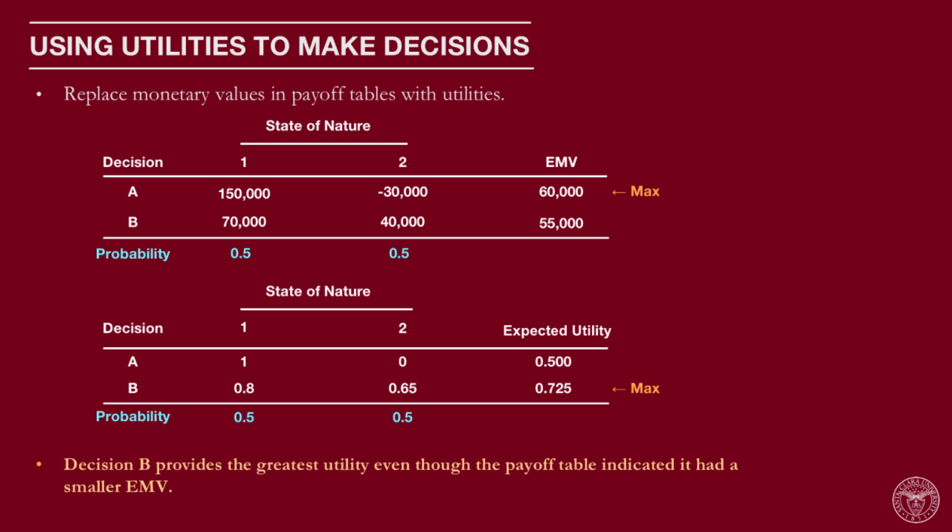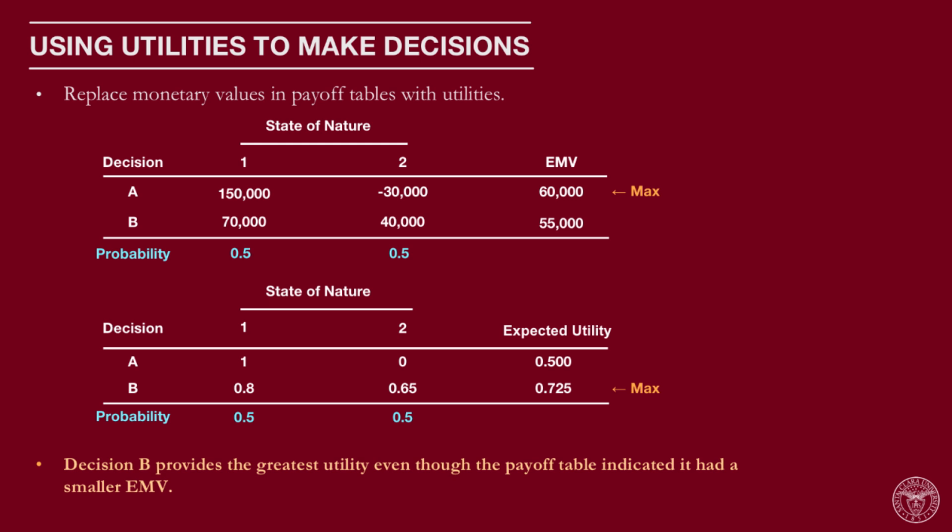Now let's go back to the original case of decision A and B with the state of nature 1 and 2. We know that we have EMV of 60,000 for decision A, so we choose decision A as our optimal decision. But if we translate into utility, we are going to have utility of 1 for decision A in state of nature 1, and 0 for state of nature 2, and we get 0.8 for decision B in state of nature 1, and 0.65 for decision B in state of nature 2.